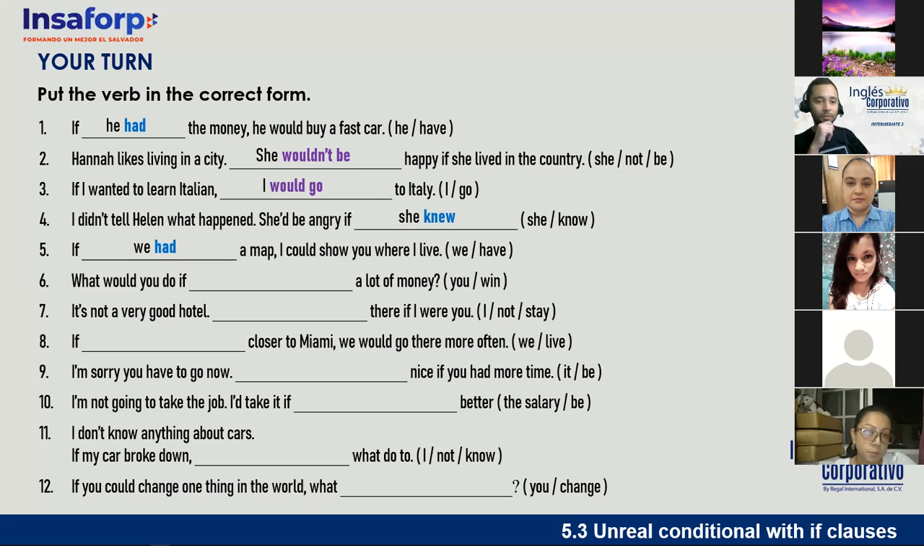What would you do if you won a lot of money? That is correct. What would you do if you won a lot of money? ¿Qué harías si ganaras mucho dinero?